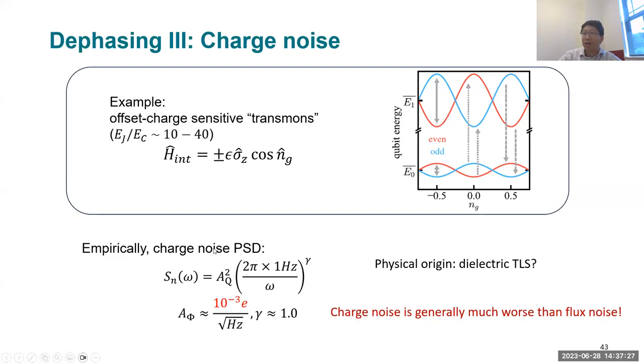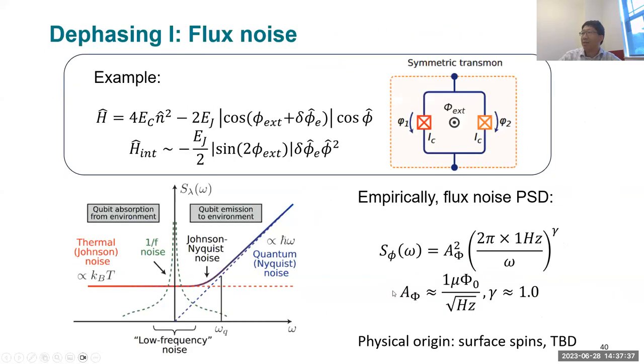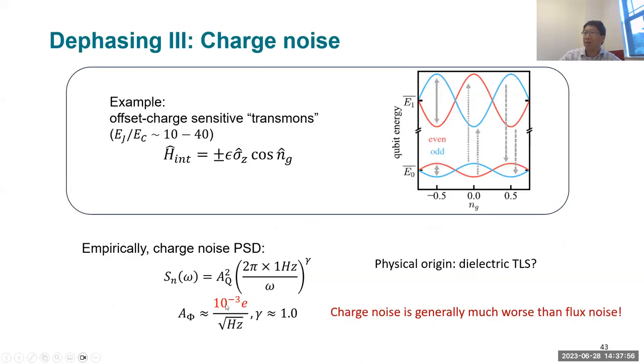An interesting fact about charge noise is that this constant here, this should be A_Q, is 10 to the minus 3 electron. So if I go back, you can see that the flux noise coefficient is 10 to the minus 6, this is micro, 10 to the minus 6 of flux quantum every second. So your flux offset typically drifts by about 1 micro flux quantum per second. But on the other hand, your environment offset charge drifts by 1 milli-electron per second on average. So in natural units, charge noise is generally much worse than flux noise. It's a much stronger enemy than flux noise in general.